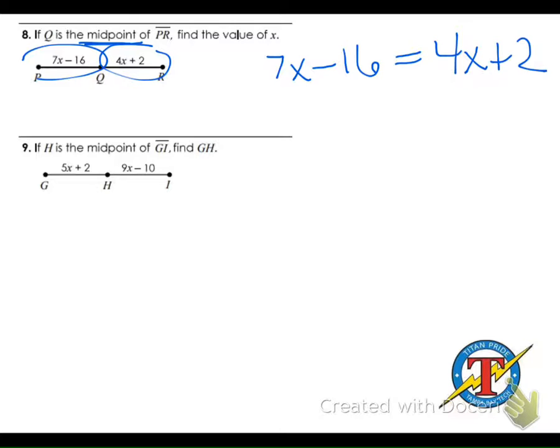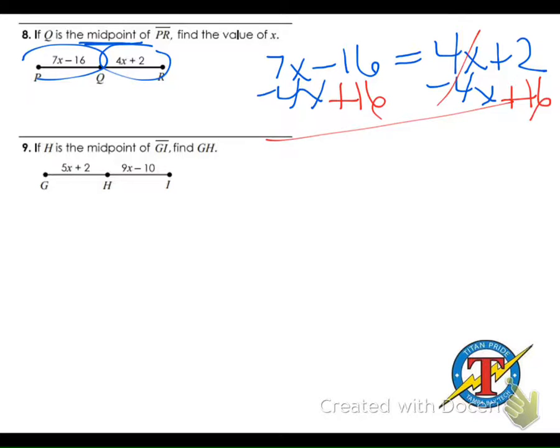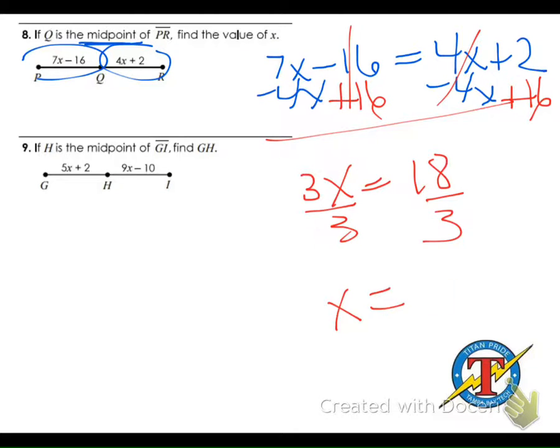Okay, now solve that. Subtract 4x on both sides. Add 16 at the same time if you want to. You can do it in 2 separate steps if you'd rather. Okay, and I get 3x equals 18. Divide by 3, and x is 6. Check the question. That might be the answer.